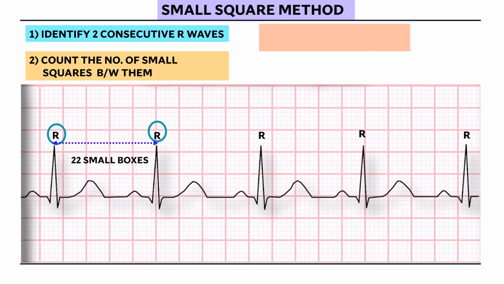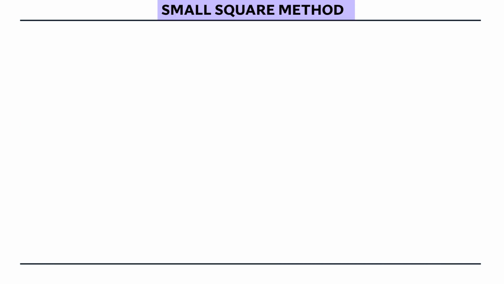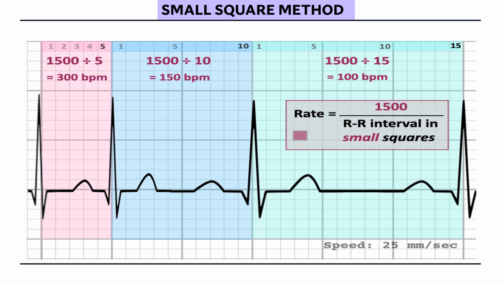So now what is the formula? Here for calculating we will be dividing 1500 by the number of small squares. From this ECG we got that we have 22 small boxes. So putting it in the formula we get the answer 68.12, which means approximately the heart rate is 68 beats per minute. Now let us see how the small square method is used in calculating the heart rate from this ECG. So here in the first arrow between the two R waves, the number of small squares is 5. So 1500 divided by 5 will give you 300 beats per minute.